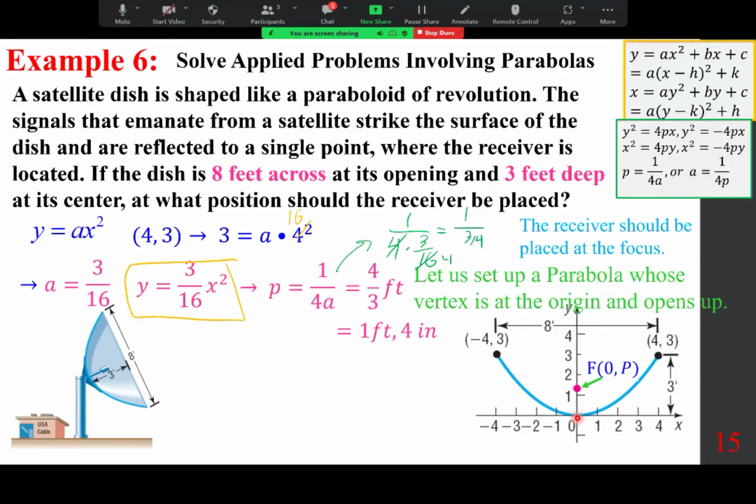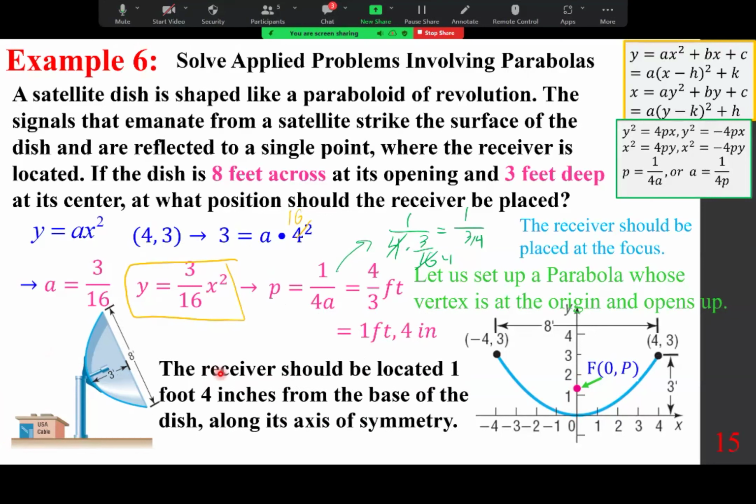From the vertex, we go up by 1 foot 4 inches. The receiver should be located 1 foot 4 inches from the base of the dish, because the base is the vertex, okay, along its axis of symmetry. So it's somewhere there, 1 foot 4 inches.